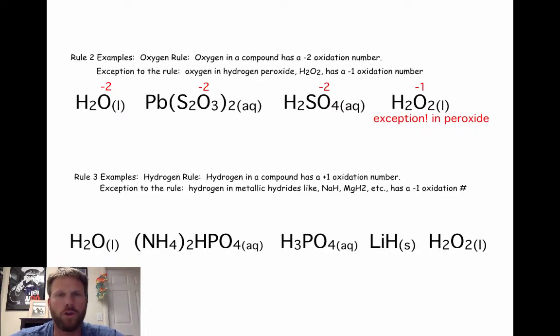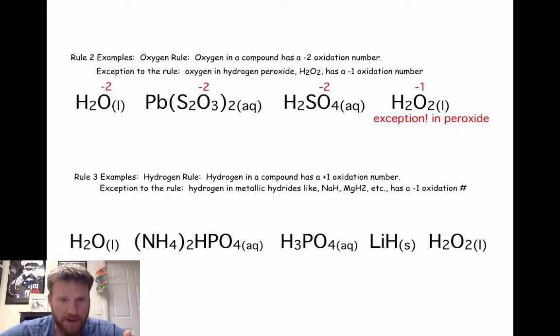The third rule is the hydrogen rule. Hydrogen will always have a +1 oxidation number. The only exception here is if it is a metal hydride, because metals will always have a positive oxidation number. They always lose electrons. Most of the hydrogens you see in these examples here are going to have an oxidation state of +1. The only exception is right here, lithium hydride.